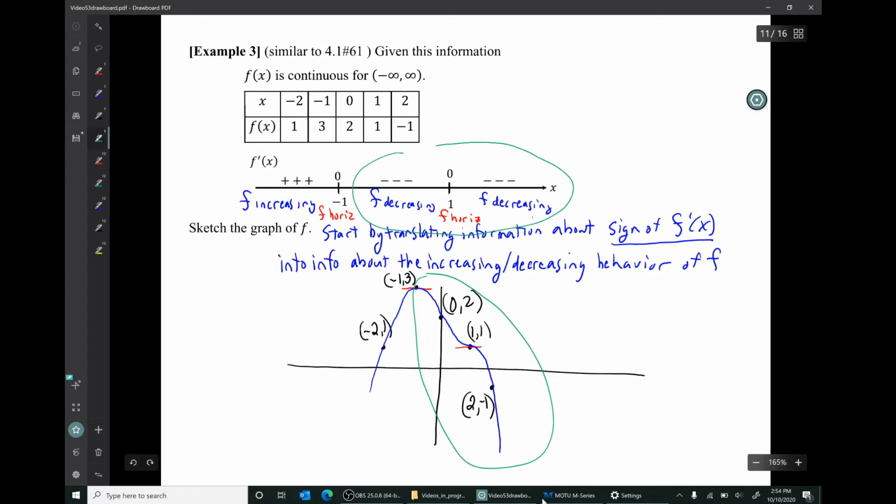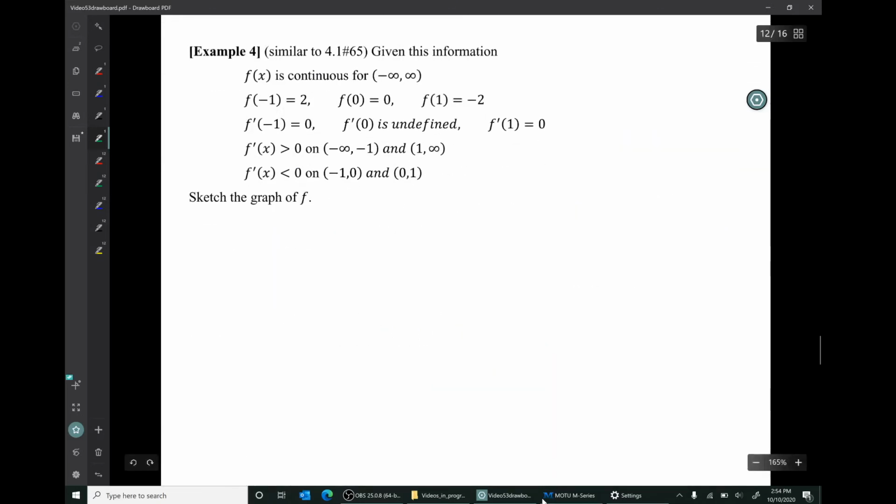How does that square with this sign chart? Well, the sign chart guarantees that f has to be decreasing on that interval and f has to be decreasing on that interval. And it requires that f has a horizontal tangent line at x equals 1. But in fact, you can see that f is still decreasing on this whole interval. All right, let's go on.